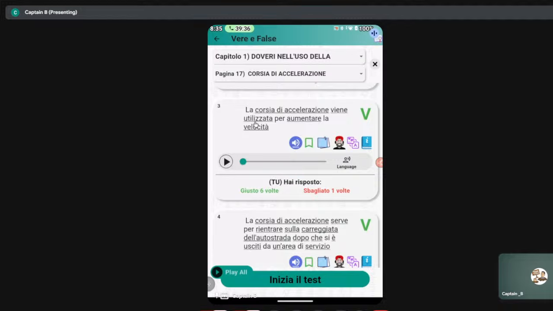La corsia di accelerazione viene utilizzata per aumentare la velocità. Now, corsia di accelerazione is used for increasing speed.